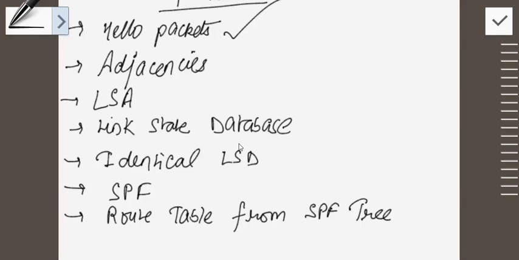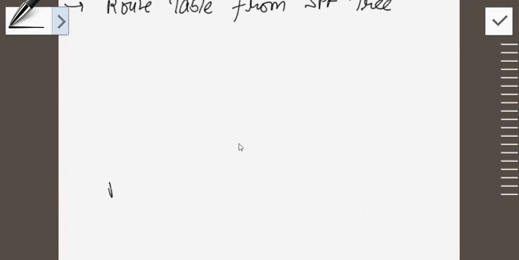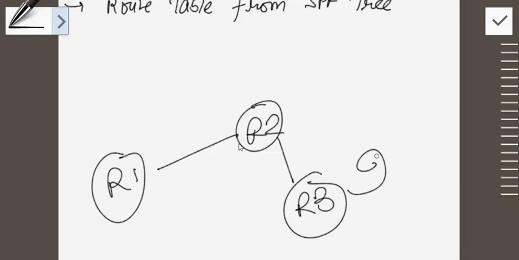Each router sends a link state advertisement. Here you have a concept of LSA, that is your link state advertisements, which is over all your adjacencies. These LSAs are nothing but a description of all the router's links. Suppose I have router 1, router 2 and router 3. I'm having a loopback interface on all of my routers.